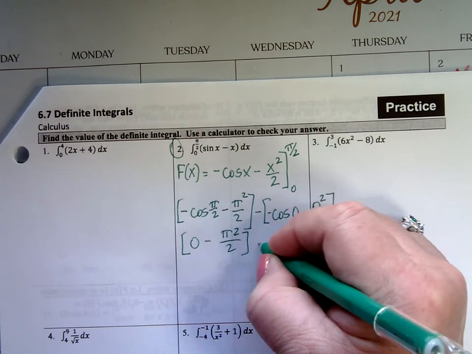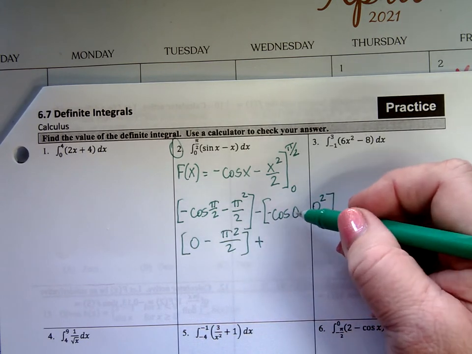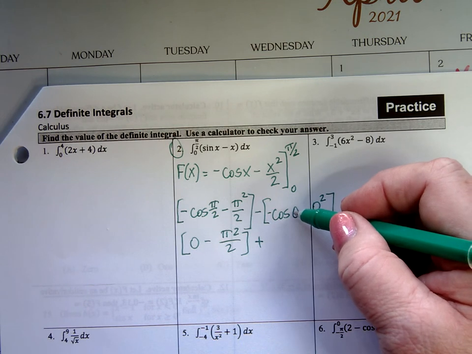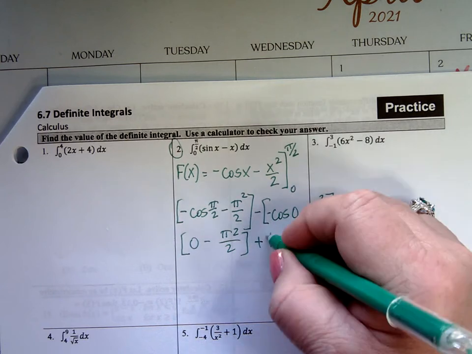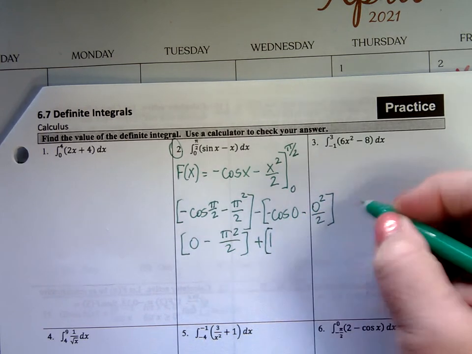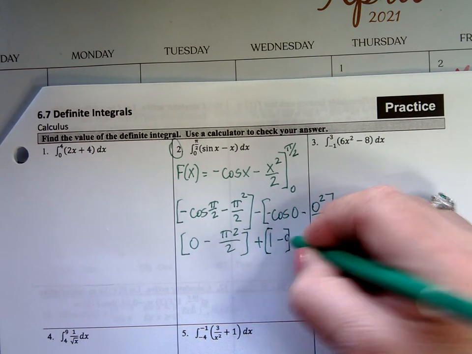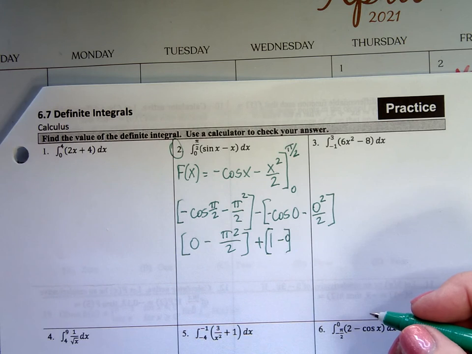Plus negative, negative. Cosine of 0, go to 0, and my coordinate is 1, 0, so it's a 1. And 0 squared over 2 is just going to be a 0. However you want to write that 0 in there. Okay, so I end up with an answer that is, oh, did I forget something? Let's see.